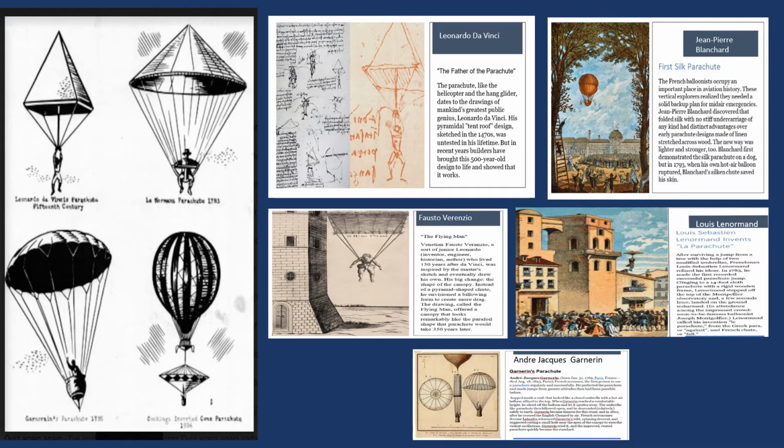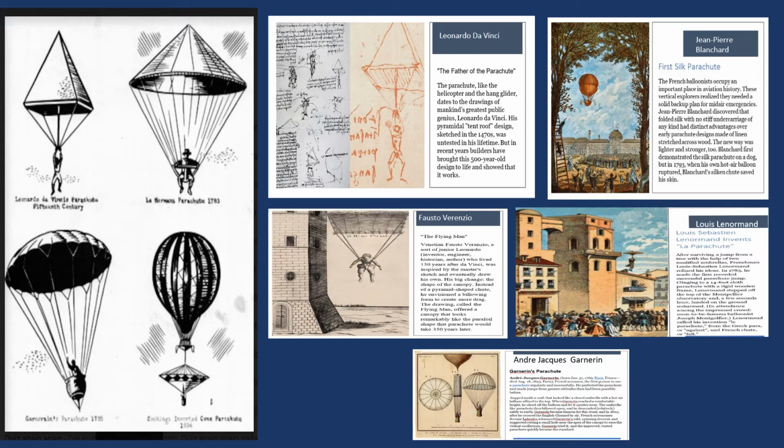However, the actual five inventors that contributed in history regarding the parachute were: number one, Leonardo da Vinci, also known as father of the parachute, who sketched pyramidal tent roof designs but was not ever tested. Then number two, Fausto Veranzio, also known as the Flying Man, who was inspired by Da Vinci's sketches and eventually drew his own as a parafoil-shaped parachute canopy.